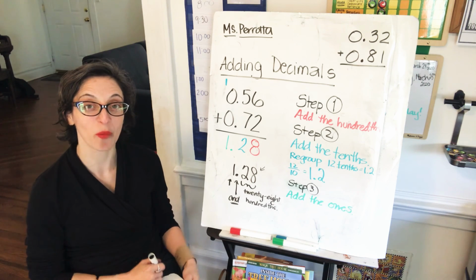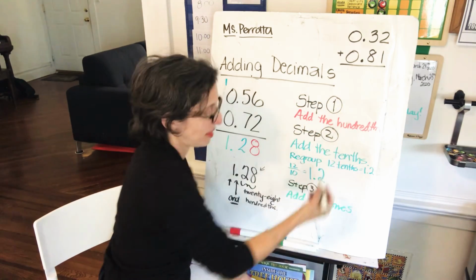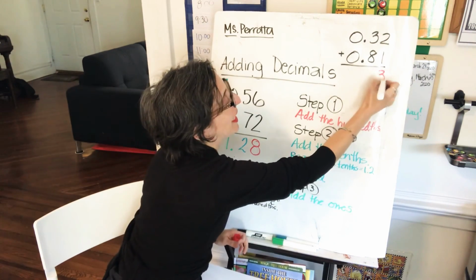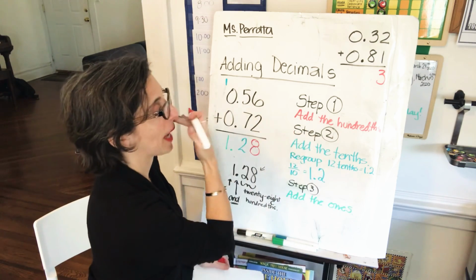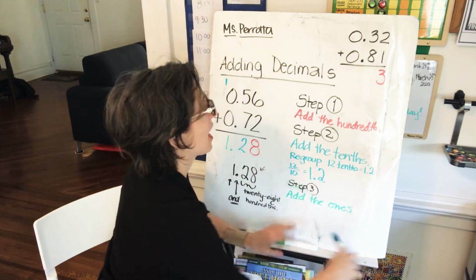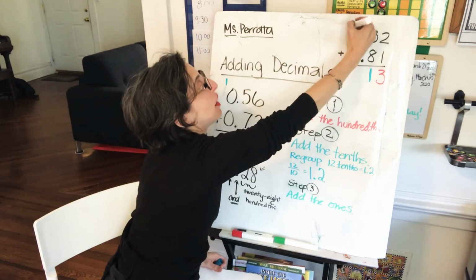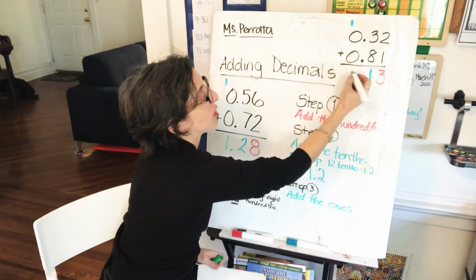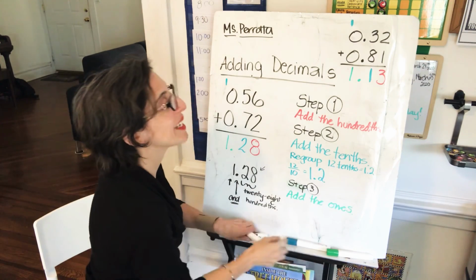Okay, I think we're ready. So, 2 hundredths plus 1 hundredth is 3 hundredths. I don't have to regroup, it just happens I don't have to regroup again. 3 tenths plus 8 tenths, I'm adding the tenths now, is 11 tenths, so I'm going to put down my 1, I'm going to regroup, and now I have 1 plus 0 plus 0, I have 1. So my answer is 1 and 13 hundredths.